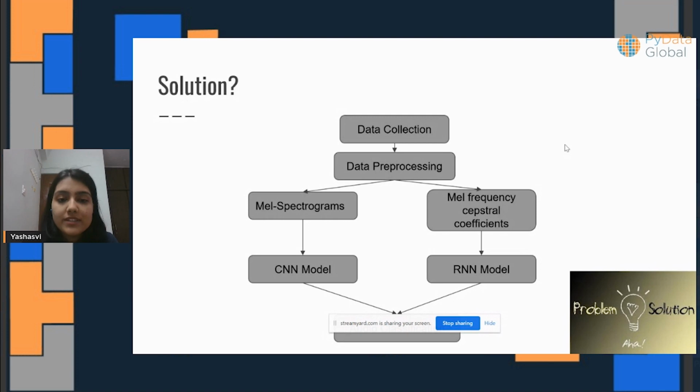After that, we did the data pre-processing using different Python libraries, especially Librosa, through which we extracted the important features that would ultimately be used for building the CNN or the RNN model. The MEL spectrograms feature was used for the CNN model, and the MEL frequency cepstral coefficients were used for the RNN model. After creating these models, they were trained on the training data, and then tested, where they would classify the audio into either Hindi, English, or code switched.